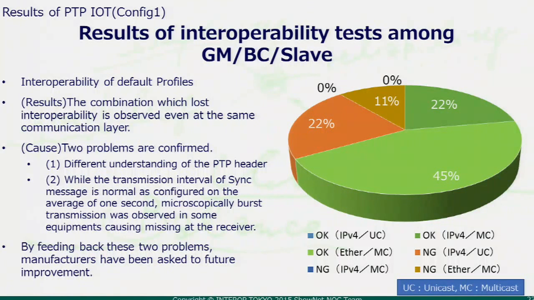We detected problems that caused the failure of interoperability among profiles. The first problem is caused by different understanding of PTP header among equipments. And the second problem is the difference between transmission interval of sync message configured on equipment and actual transmission speed. Specifically, transmission is too fast to receive for some equipments. It results in connection failure in PTP. By feeding back these two problems, manufacturers have been asked for future improvement.